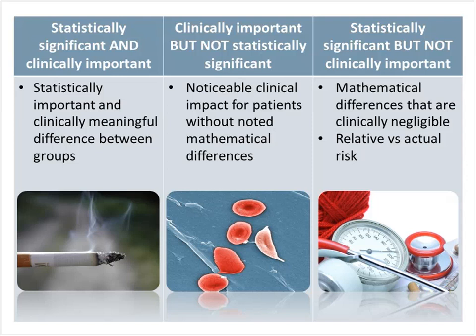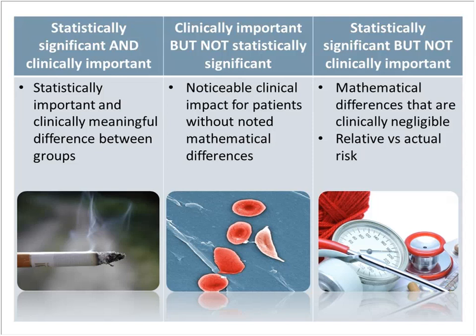And then finally, there are sometimes where there's statistical significance but not clinical importance. That's when there are mathematical differences that really are clinically negligible. This is really related to relative risk versus actual risk. One example is blood pressure management. There was a large randomized controlled trial in 2015 that looked at blood pressure management in non-diabetics over 50 that had risk factors for cardiovascular events.